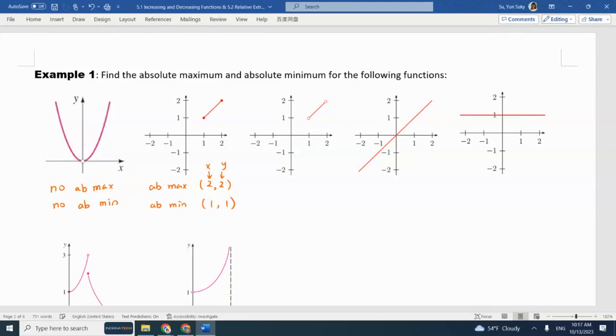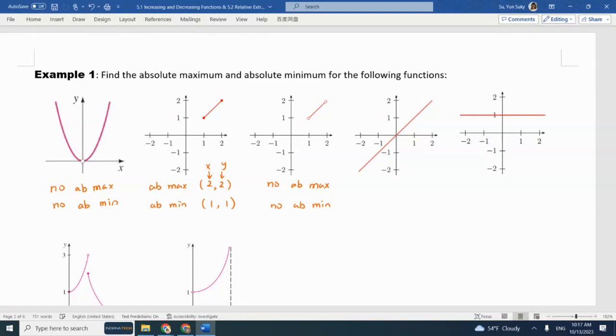Okay, Dylan. The third picture, do we have an absolute maximum? No, because of the open circle, right? So no absolute maximum. Do we have an absolute minimum? No. No absolute minimum. Okay, see, open circle versus solid circle is really important.